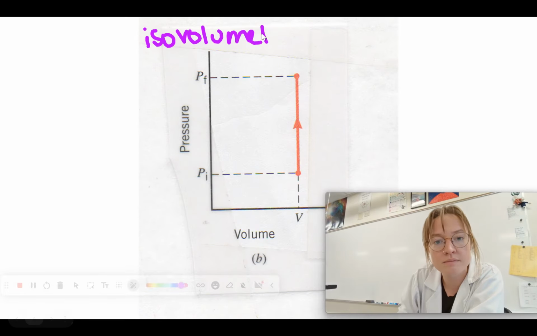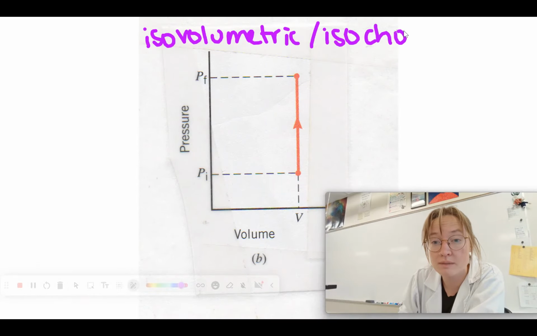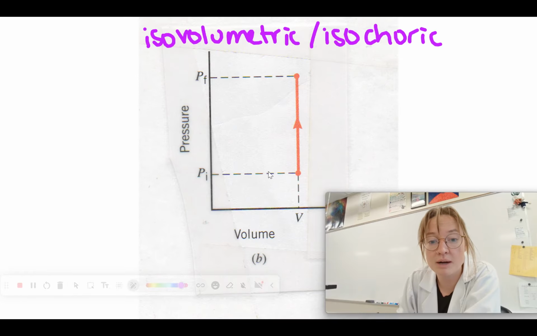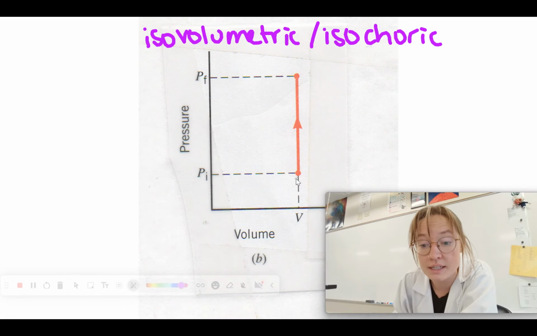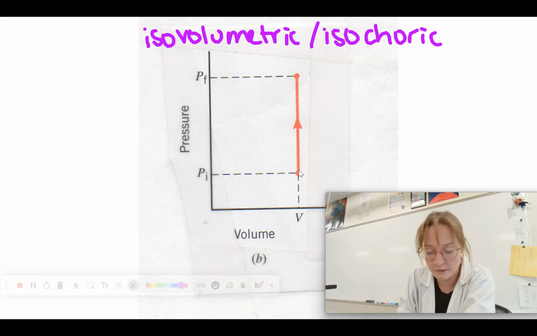Isovolumetric or isochoric. You do need to be familiar with both terms. An isovolumetric process or an isochoric process looks like this. Notice the volume stays the same, but the pressure increases as all of those little molecules don't get to go anywhere, so they're just running into the walls a little bit harder.